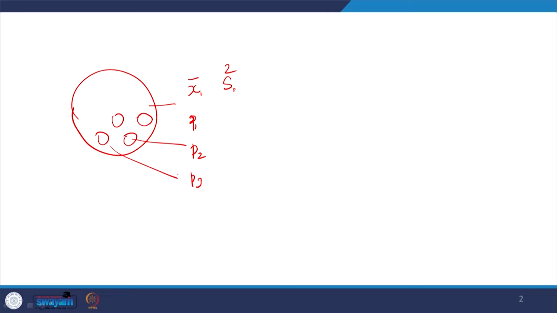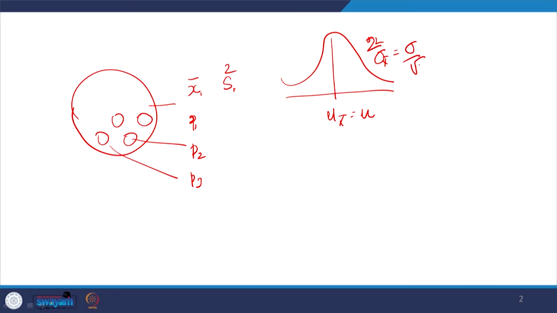If I plot P1, P2, P3, I cannot plot them directly. First I have to construct a frequency distribution, then I plot it, and I get another distribution, that is the sampling distribution of proportion. So there are 3 points here. First, you take the sample and compute the sample mean. If I plot that sample mean, it will follow a normal distribution. So the mean of the sampling distribution is mu x bar equal to mu. The standard deviation of the sampling distribution of x bar is sigma by root n. This is my first result.